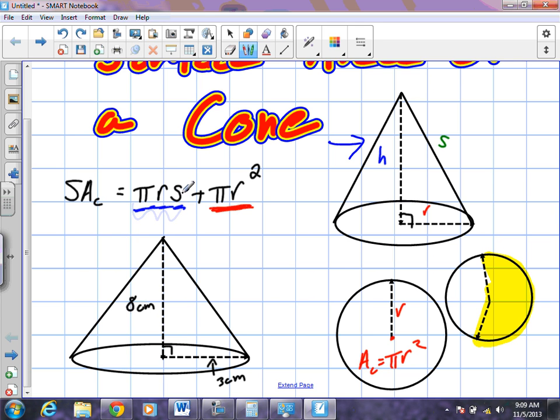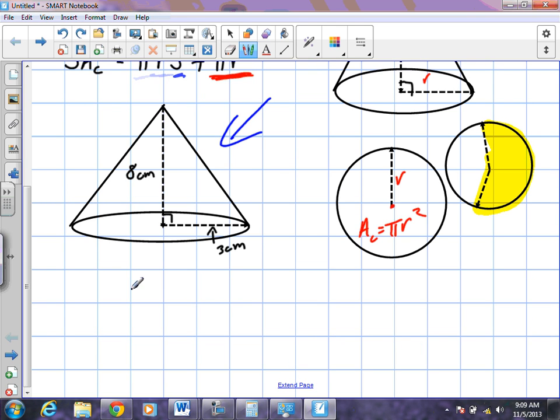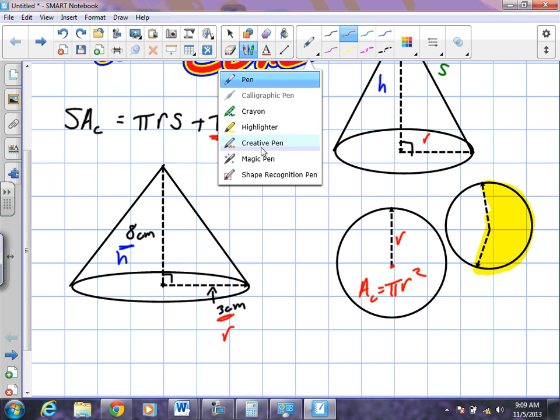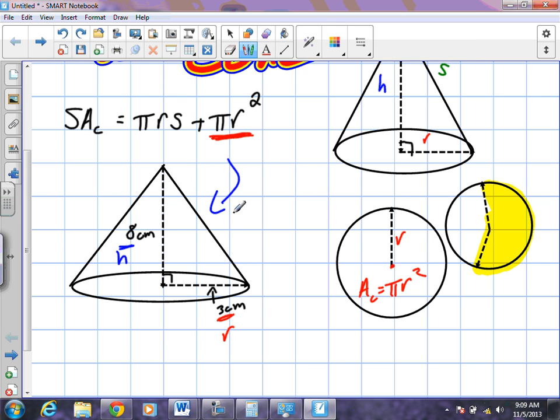Okay, so in this question here, they've given us a cone with two measurements. What are the measurements they've given us? 8 centimeters for the height and 3 centimeters for the radius. That's right. So our height is 8, and our radius is 3. What are we missing? That's right. We need the side length in order to figure this out.